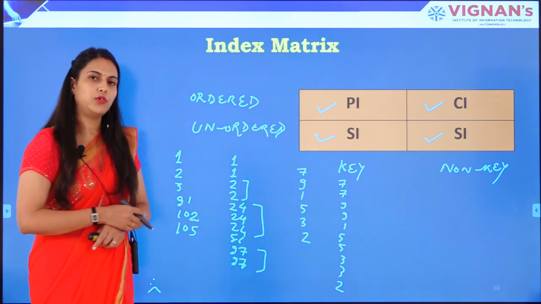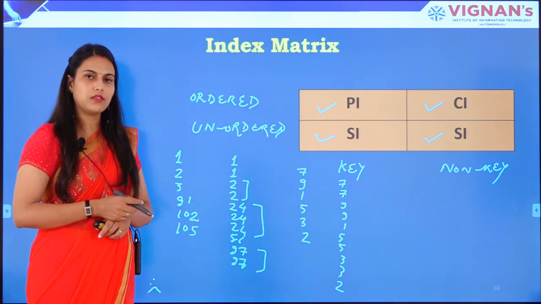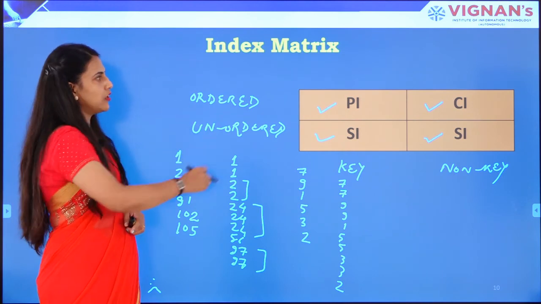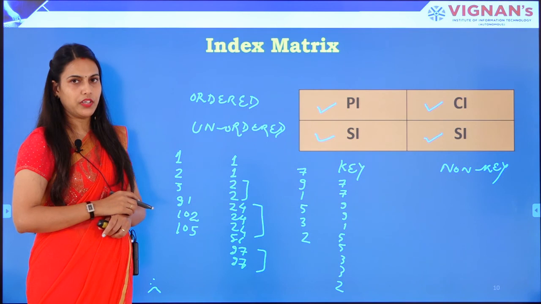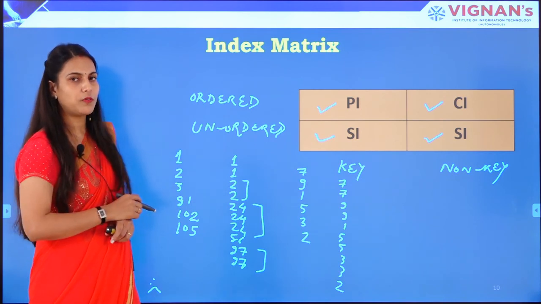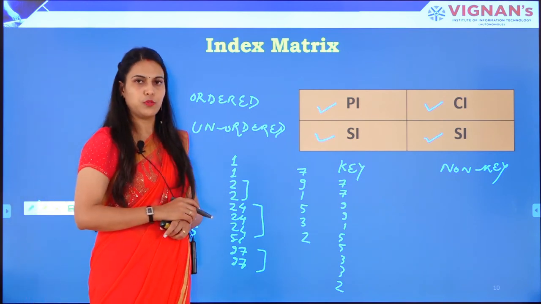So whenever you are creating index for your database file, you have to keep this index matrix in your mind, and you need to remember this combination, that for what combination of data which index has to be used.